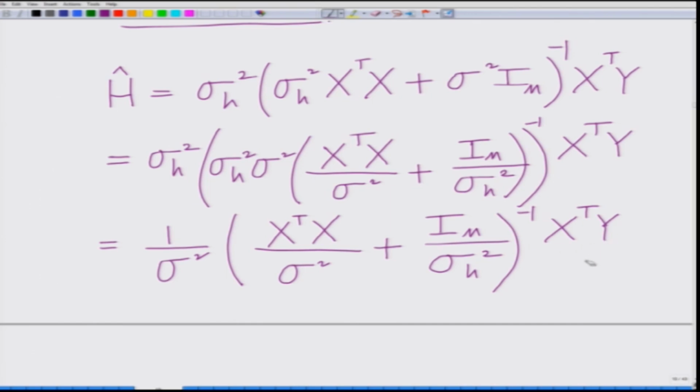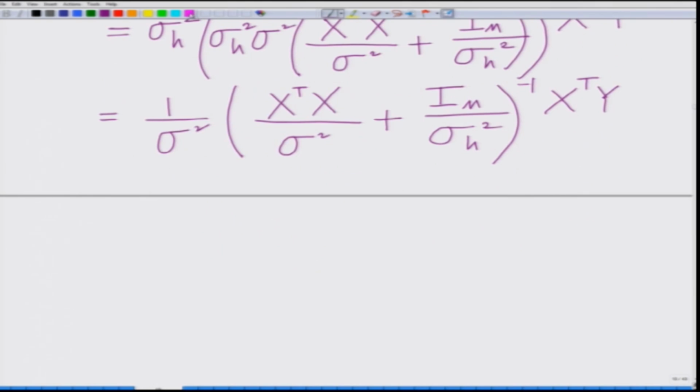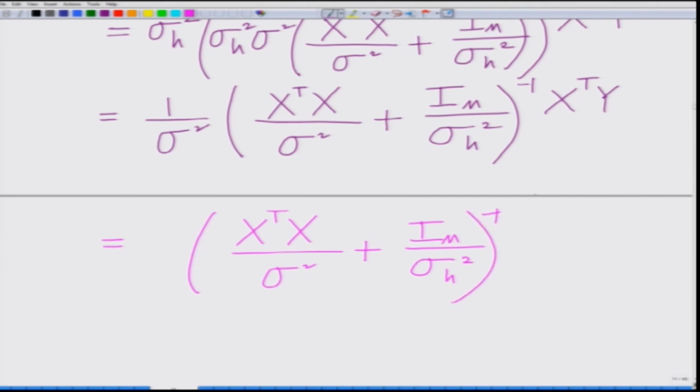Okay. And now, bringing the sigma square beneath X transpose Y for convenience, I can write this as X transpose X divided by sigma square plus I m divided by sigma h square, inverse, into X transpose Y divided by sigma square. Okay. This is just an equivalent way of writing this, because it is going to be convenient for us in the future.